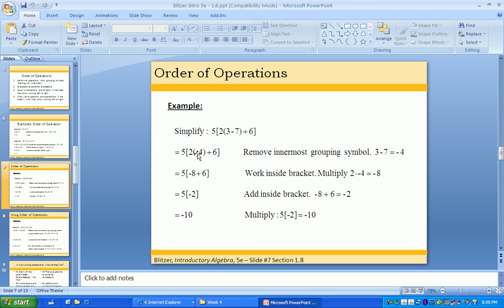Now we have to do our multiplication inside here to keep working inside this next grouping set, because we know that multiplication comes before addition. So we multiply 2 times negative 4, we get negative 8. Now we have negative 8 plus 6 all times 5. We combine these two in the brackets, and we get 5 times negative 2. And now we can finally do our multiplication and finish the problem, and we get negative 10.